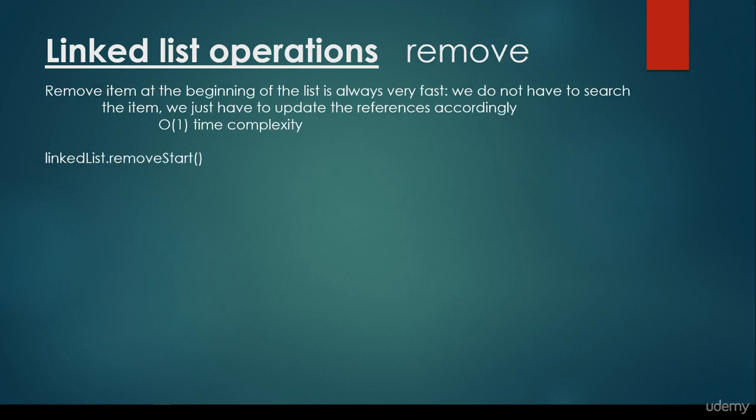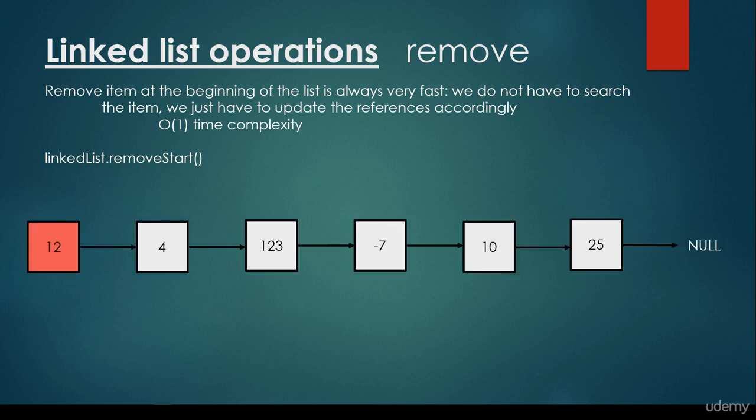What about the remove? Removing an item at the beginning of the linked list is always very fast. We don't have to search for the item, we just have to update the references accordingly in O(1) constant time complexity. Okay, so we have the linked list with items 12, 4, 123, -7, 10, and 25. And we would like to remove the first item, basically the root of the linked list. We just have to remove it, and basically in Java, for example, we just have to set it to null.